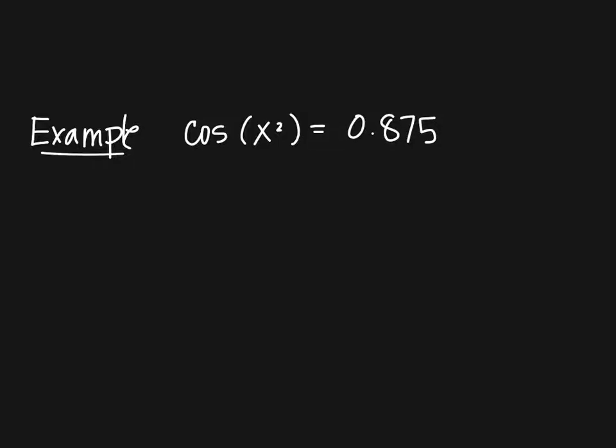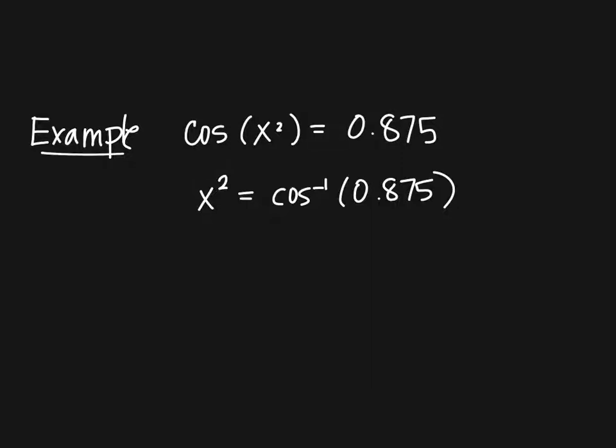I'll come check your calculator. What do we want to get rid of first? Cosine. What do we use? Inverse of cosine. So that means x squared would be the inverse cosine of 0.875. Don't type that into your calculator yet because x isn't alone. Wait until you have x alone.